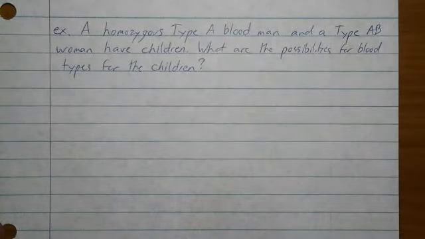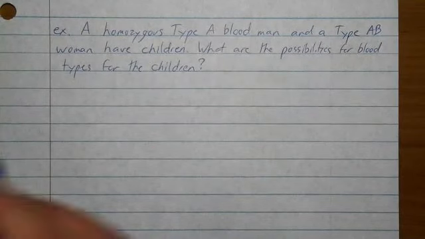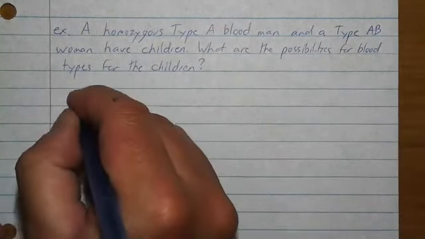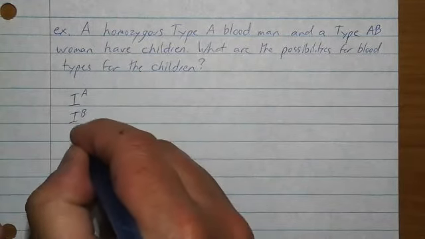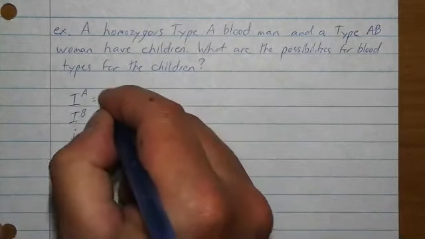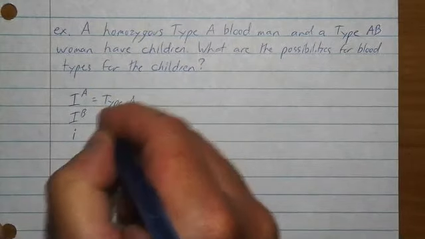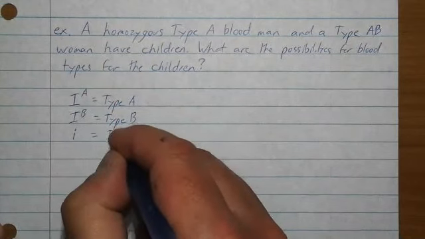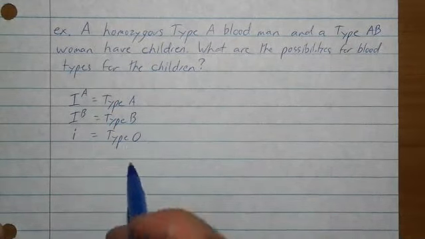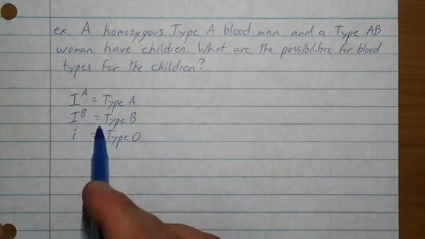Okay, so just like the type of problems that we did last week, where do you start? You identify your letters. So when it comes to blood type, it's real easy. They're already given to you: I to the A, I to the B, lowercase i. This is your type A. This is your type B. This is your type O. And again, type AB would only be when you're heterozygous.